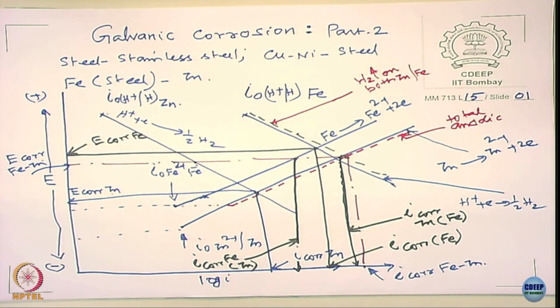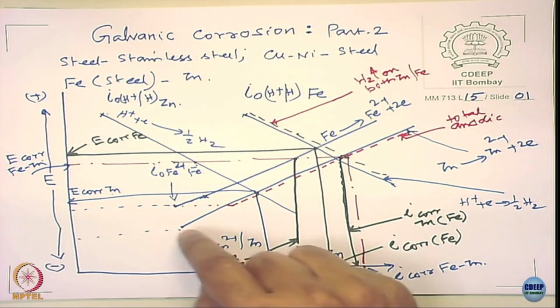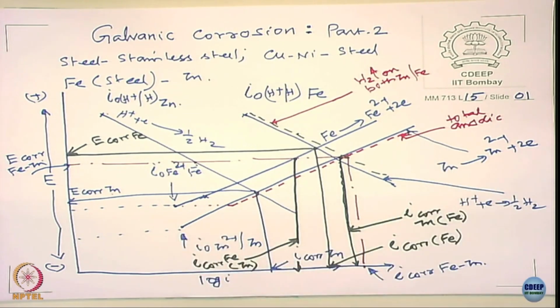Iron has two kinetics. For the zinc to dissolve, which of the two kinetics influences it very severely? Yeah, the hydrogen evolution on iron is severely affecting it. That means the beta C of hydrogen evolution on iron is severely affecting this. Agreed?